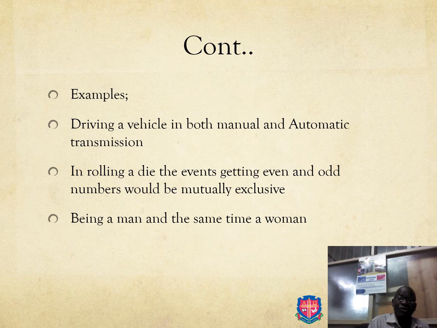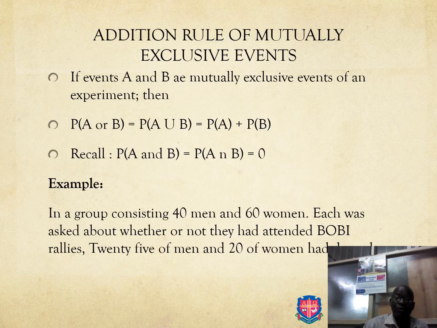And I've already told you, in rolling a die, the events of getting even numbers and odd numbers would be mutually exclusive. Because if you get a 2, 4 or 6, if you get a 2, you cannot get a 5. So it is mutually exclusive. And being a man and at the same time a woman, I've already given that example.